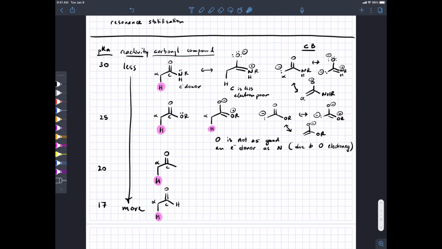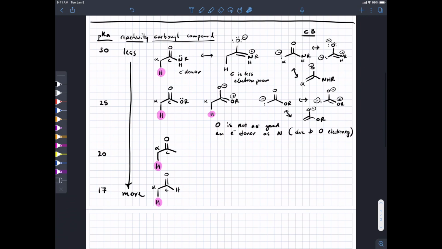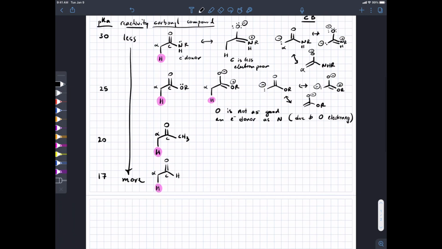aldehydes are more reactive than ketones. Esters are more reactive than amides. What about the difference between the ester and the ketone? Why do we see it getting even more acidic? Well, in the ketone, the group you've got on the other side of the carbonyl is just a methyl group. It cannot donate electron density via resonance. It is a weak electron donor via what's called an inductive effect.